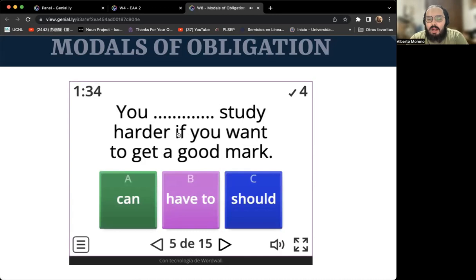Next, you study harder if you want to get a good mark. Tienes que estudiar. You have to. Bueno, todavía no vemos should, pero para obligación, podemos utilizar have to. You have to study harder if you want to get a good mark. Tienes que estudiar más duro, más a conciencia si quieres obtener una buena calificación. También es should, pero eso es de consejo que lo vamos a ver después de esta actividad.